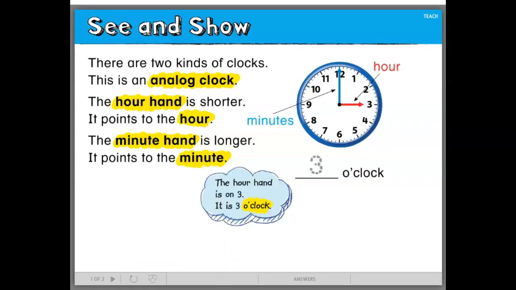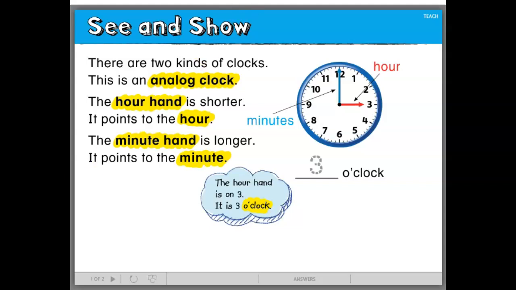Okay, so you might have heard me mention today that we're working on analog clocks. There are actually 2 kinds of clocks. This one right here on this page is an analog clock. So where might you see analog clocks in your house or at school? I want you to think about that. I know in my classroom I have 2 analog clocks like this hanging on the wall. Some people, when they have a watch, their watch will look like an analog clock like this, where it has all the numbers on it.